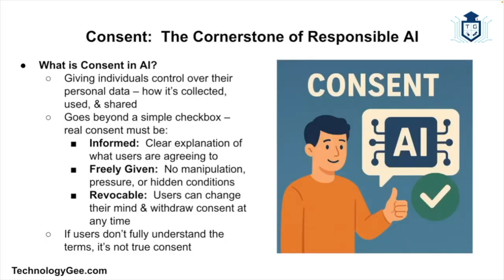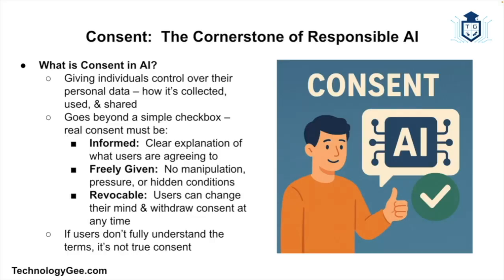All right, so next let's talk about consent. So what does consent mean when it comes to AI? In simple terms, consent means giving people control over how their data is collected, used, and shared. But it's more than just a checkbox. True consent must be informed, meaning people know exactly what they're agreeing to. It also must be freely given, meaning there is no pressure or tricks. And it must be revocable, meaning you can change your mind later.